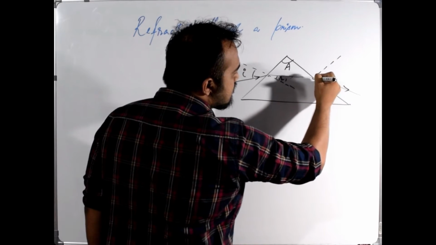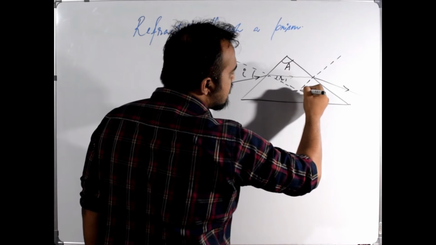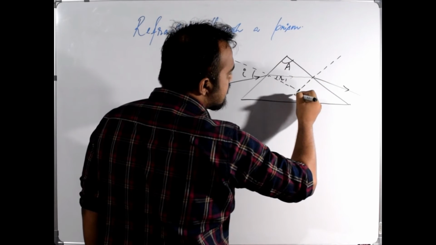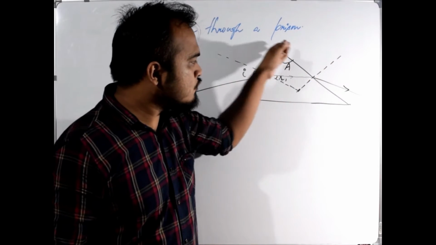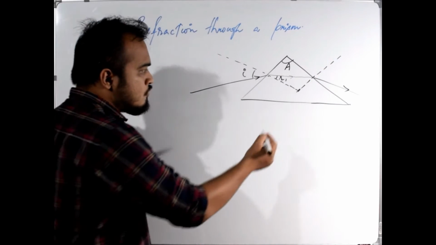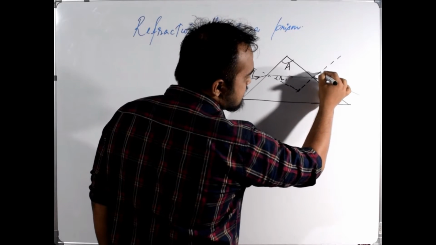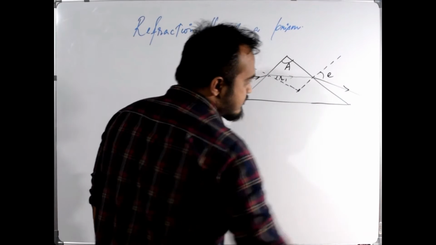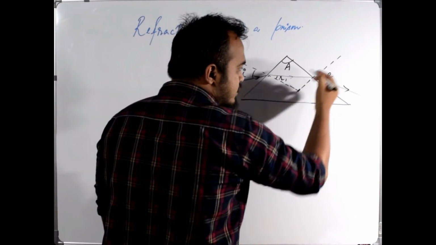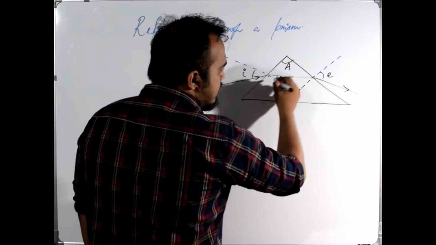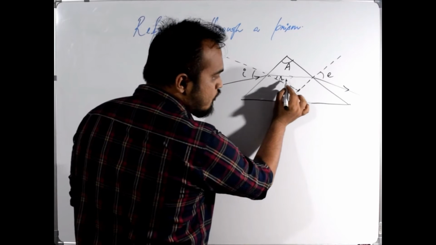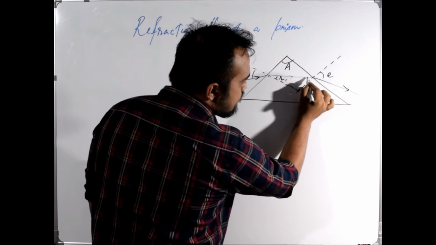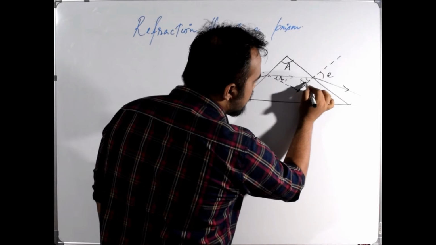Suppose this is the normal to this surface. So we will say this to be the angle of emergence. Here we have considered it to be R1, so here we will consider it to be R2.